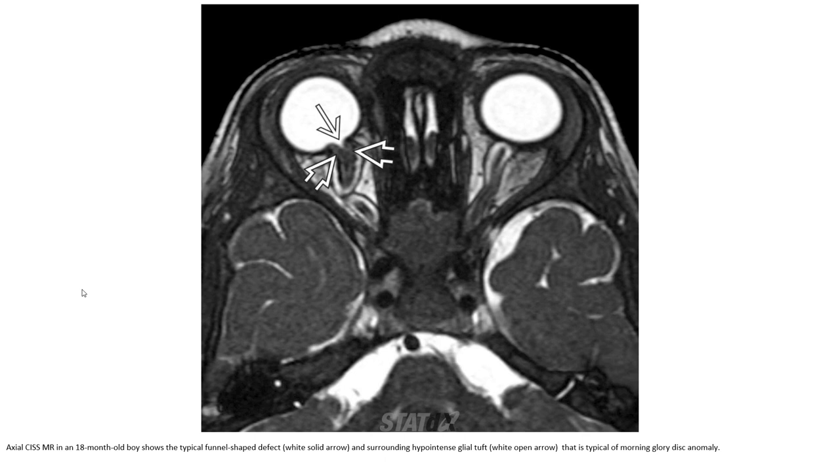Axial CISS MR in an 18-month-old boy shows the typical funnel-shaped defect, white slip arrow indicated, and surrounding hypointense nuclear tissue, open arrow indicated. That is typical of morning glory disc anomaly.